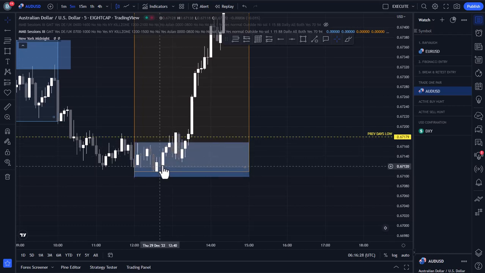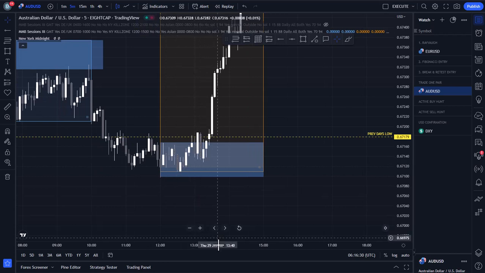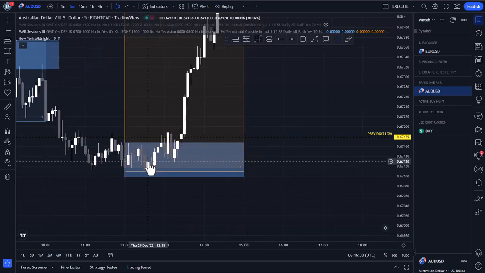In this 1, 2, 3 is a bullish order block for us. So bullish, bearish, bullish is an order block for us. So yes, 2 entries for you.